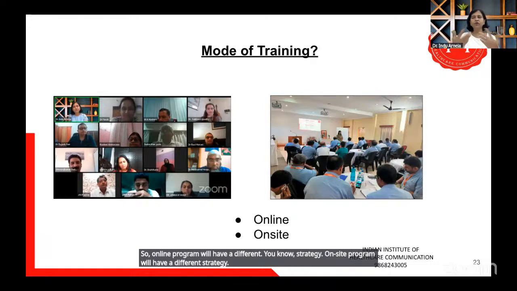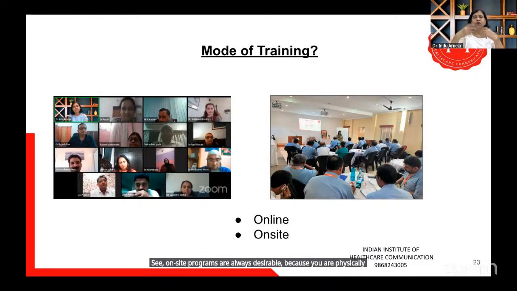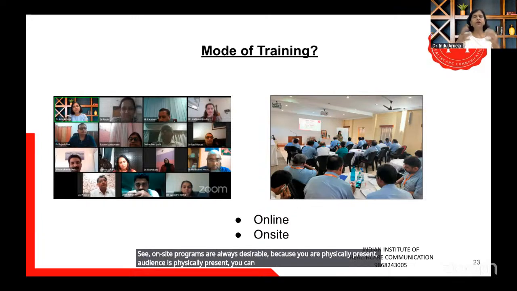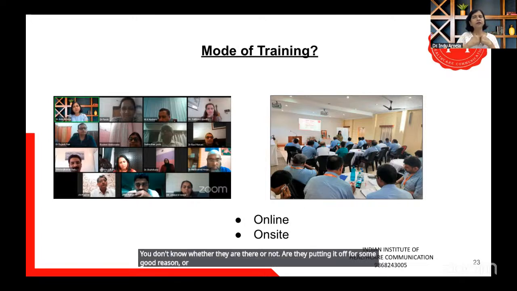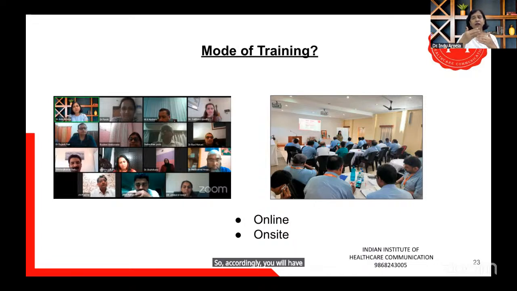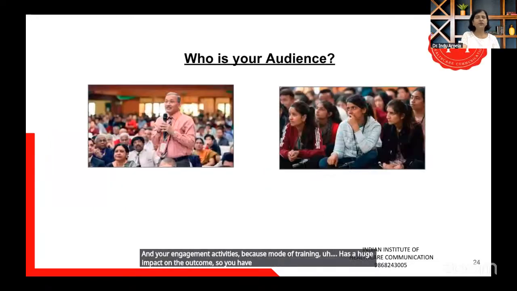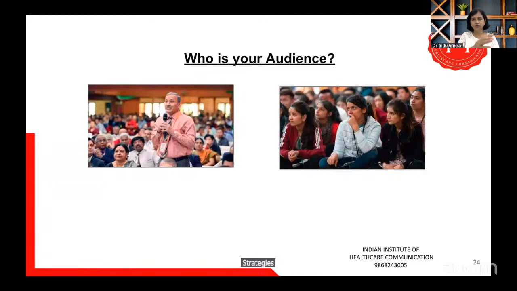See, on-site programs are always desirable because you are physically present, and the audience is physically present. You can see from their body language, their interest, their engagement. Whereas in an online program, a lot of times when participants put off their camera, you don't know whether they are there or not. Are they putting it off for some good reason, or do they just want to do something else? So accordingly, you will have to create your activities, your session plan, and your engagement activities, because the mode of training has a huge impact on the outcome. You have to make sure that you choose the right strategies and pedagogies to suit the requirement.